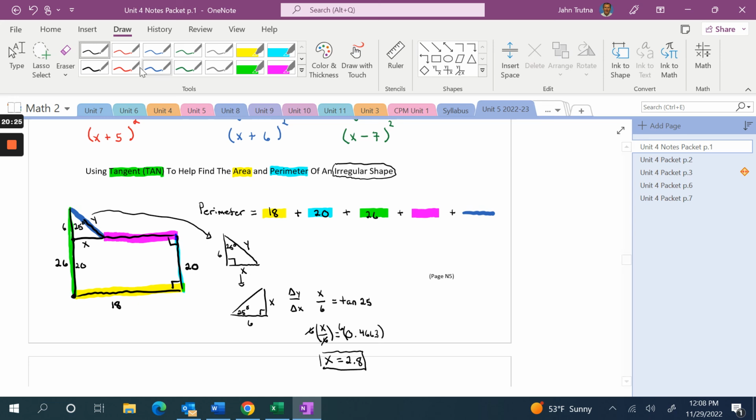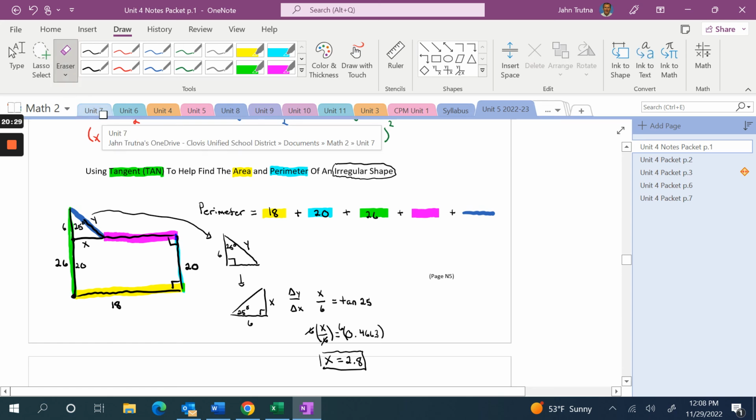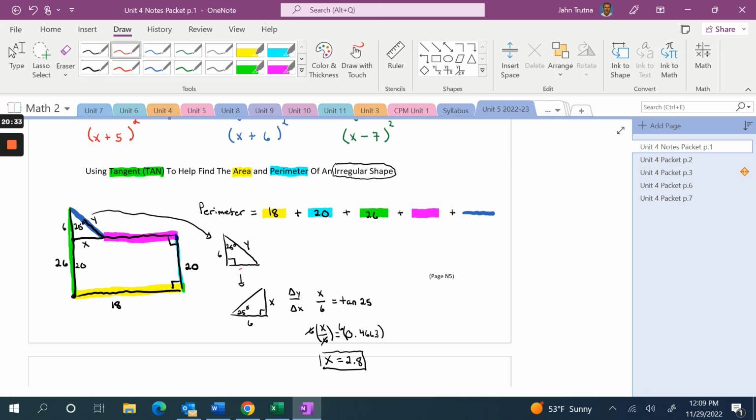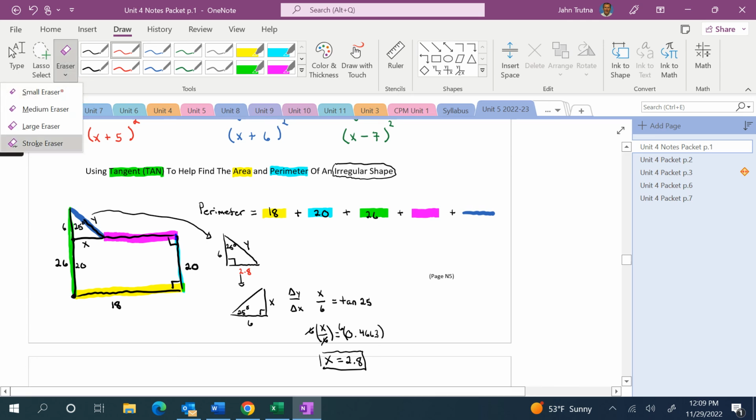So now watch. I now know x is 2.8. So I'm going to go up here to this triangle here. I'm going to change where the x was to 2.8. I'll write it in red. Then I'm going to go back to my picture, and where the x is, I'm going to change that to 2.8 as well, where the x was. I'll write it in red there.